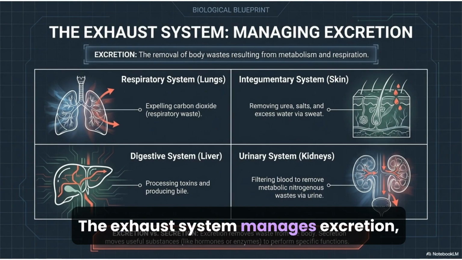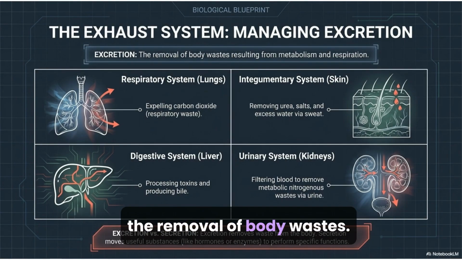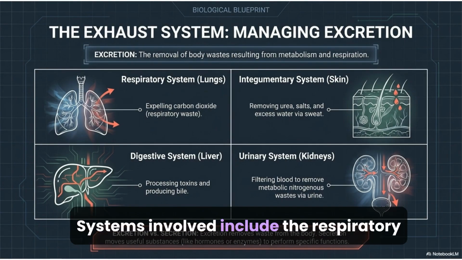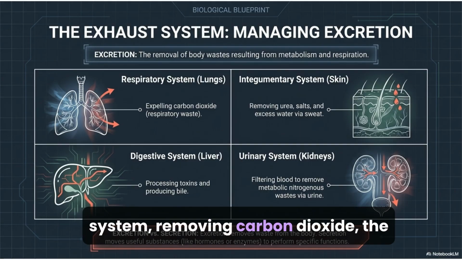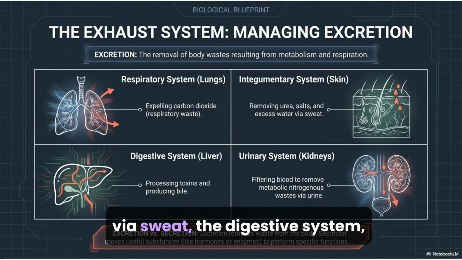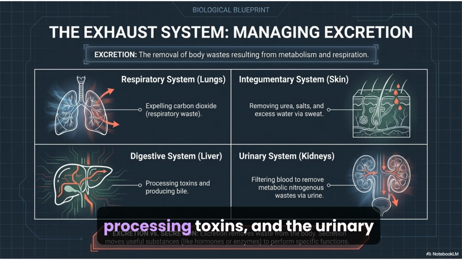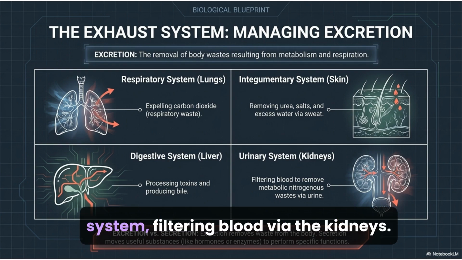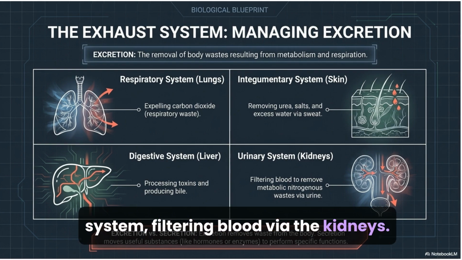The exhaust system manages excretion, the removal of body wastes. Systems involved include the respiratory system, removing carbon dioxide, the integumentary system, removing salts via sweat, the digestive system, processing toxins, and the urinary system, filtering blood via the kidneys.